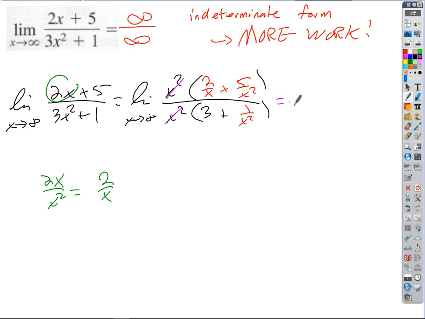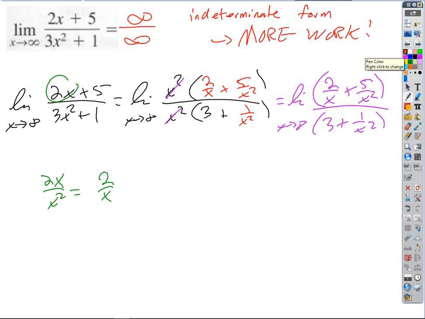So we're left with the limit of 2 over x plus 5 over x squared divided by 3 plus 1 over x squared as x goes to infinity. And what happens to 3 of those 4 terms? They go to 0, right? If I've got x's on the bottom, 0, 0, 0, and we're left with 0 over 3, which is what? 0. Boom, we got it. Okay? We'll review that tomorrow and finish it up.